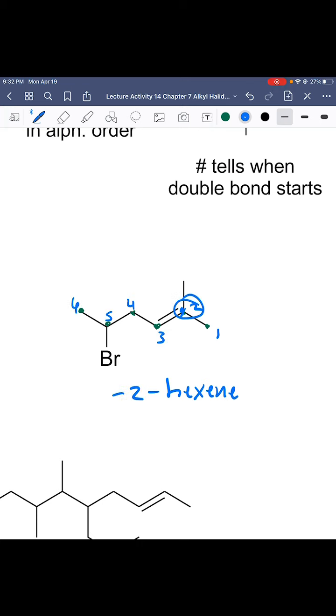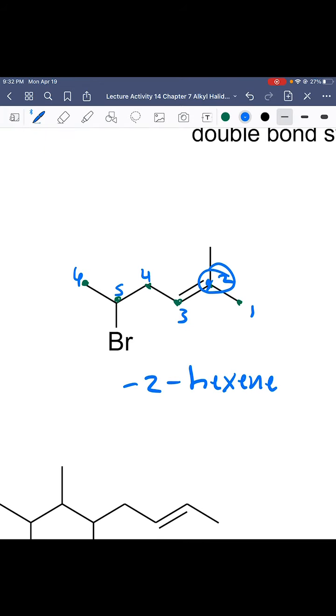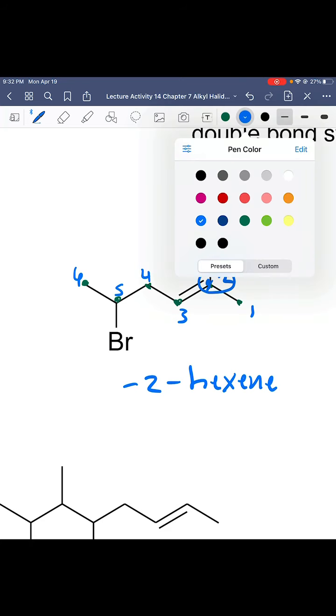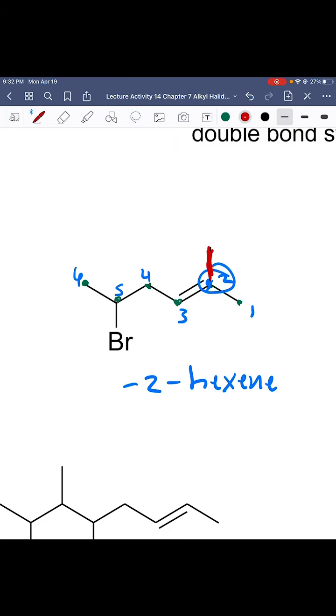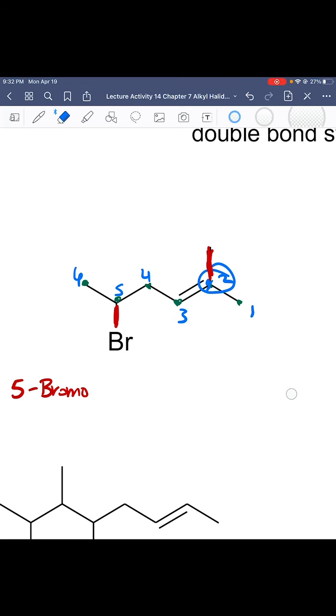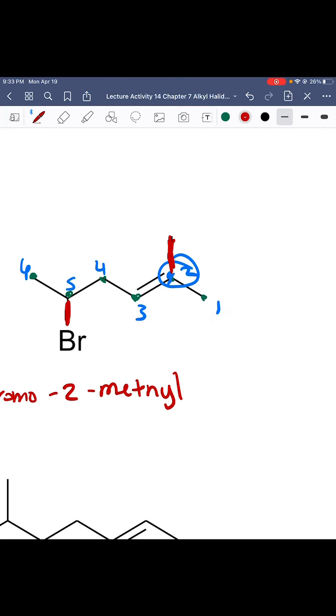I like to work backwards. It helps sometimes. And then we have a methyl on our 2 carbon. Let me choose a different color. Here's our methyl. And our bromine is on our 5 carbon. So we're going to have a 5 bromo. Okay, maybe it's not a good idea to work backwards. So we have a 5 bromo, 2 methyl, and 2 hexene.